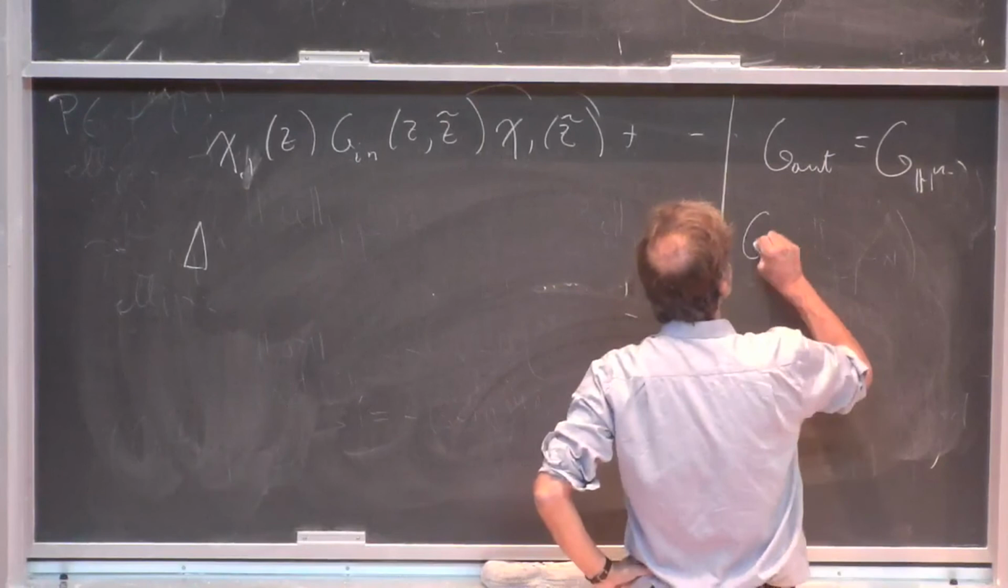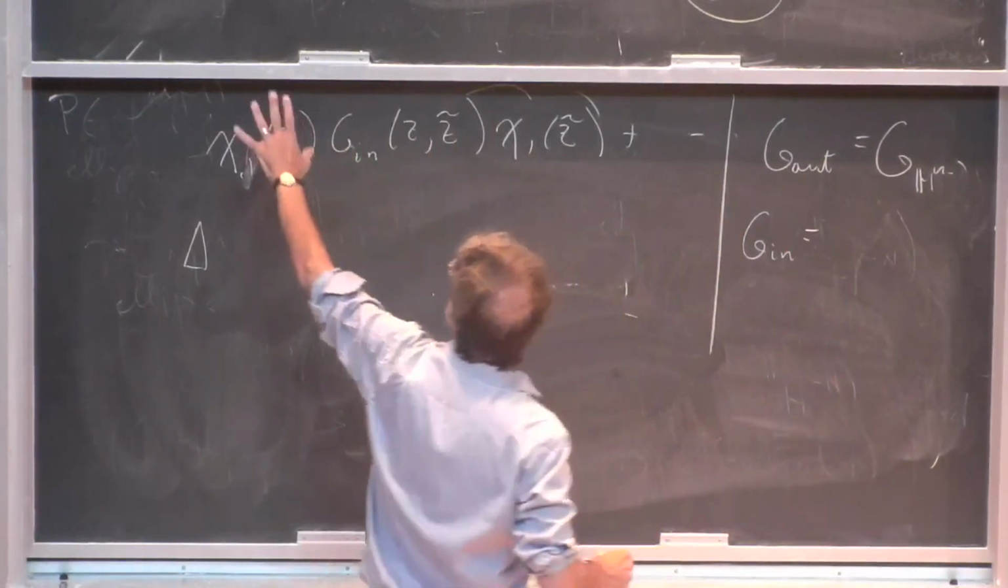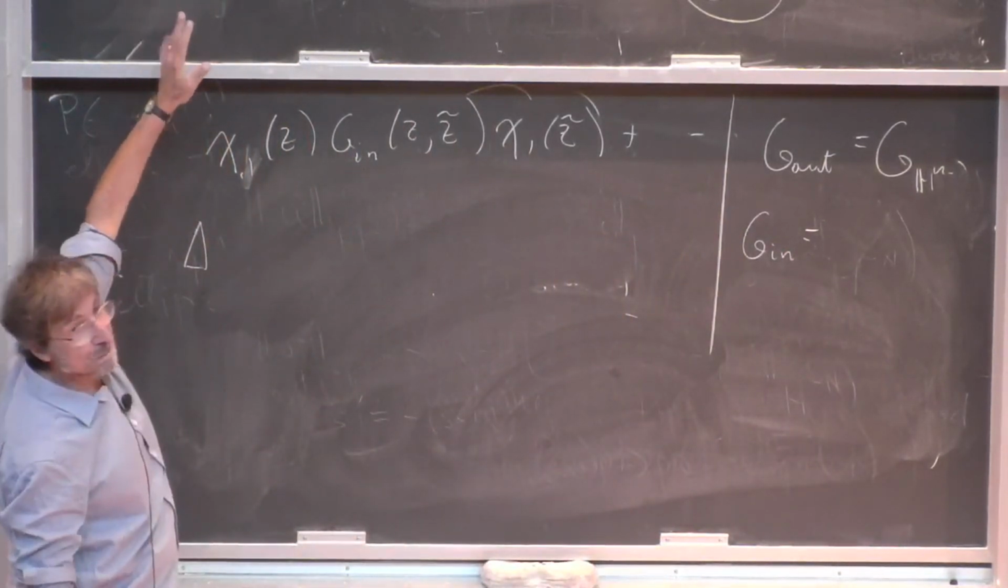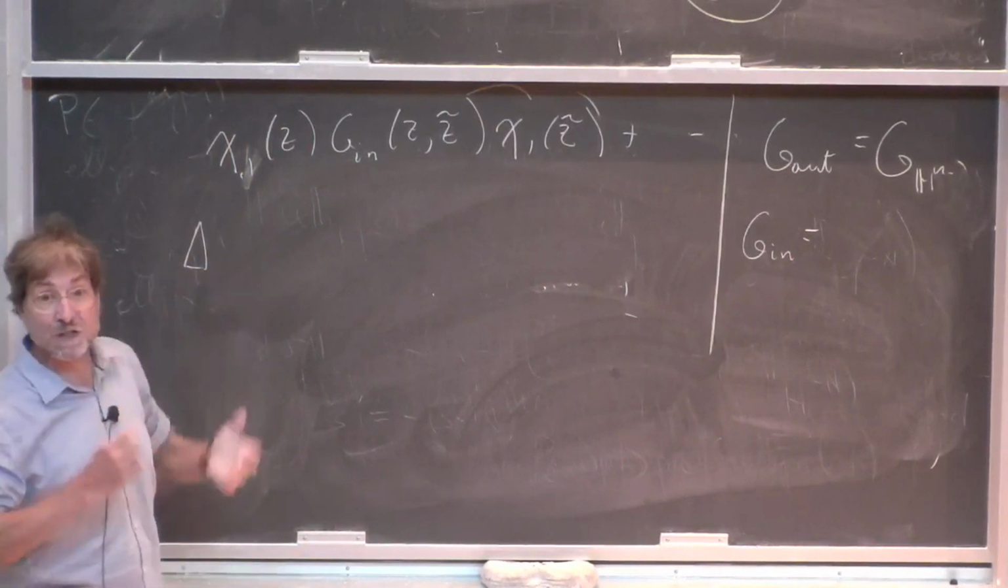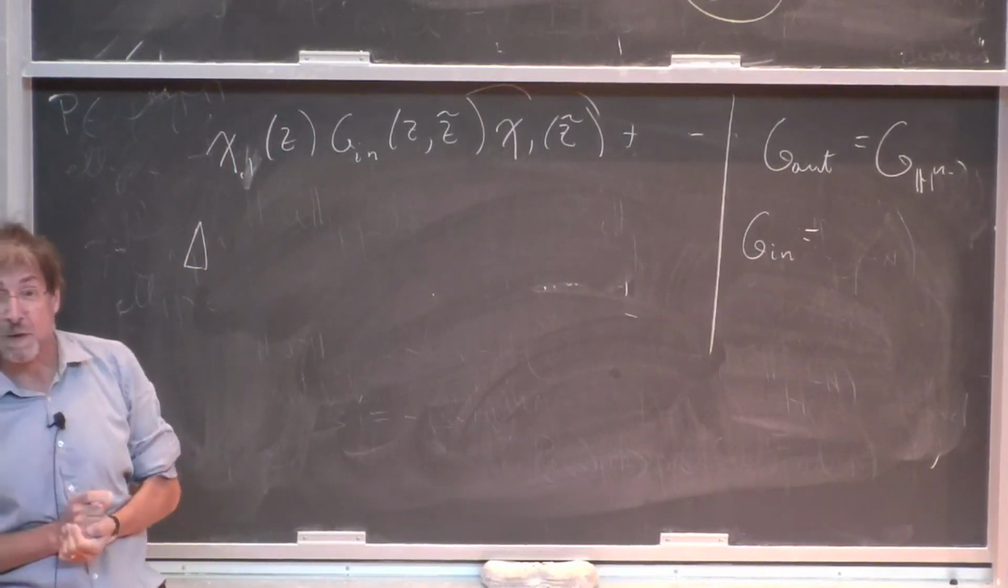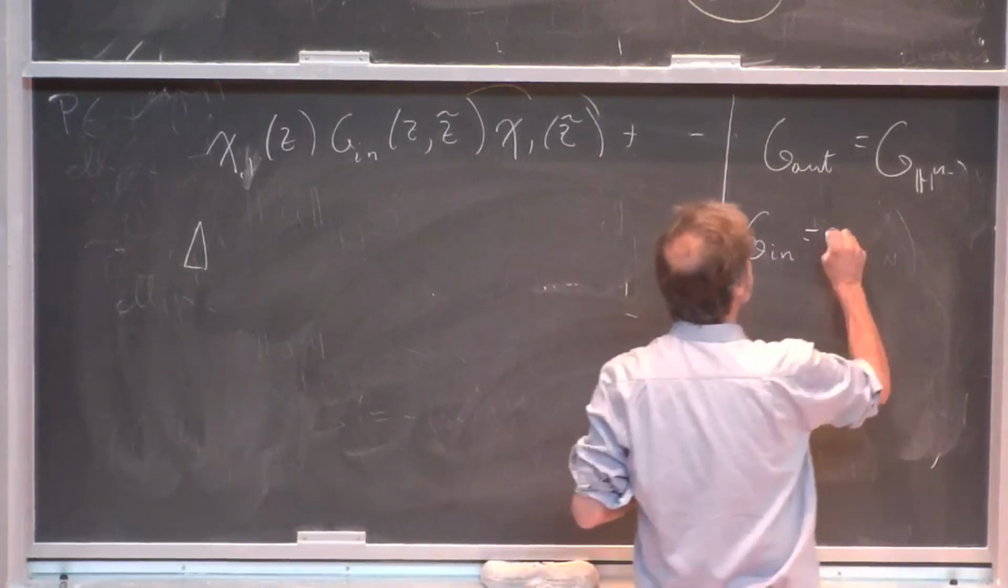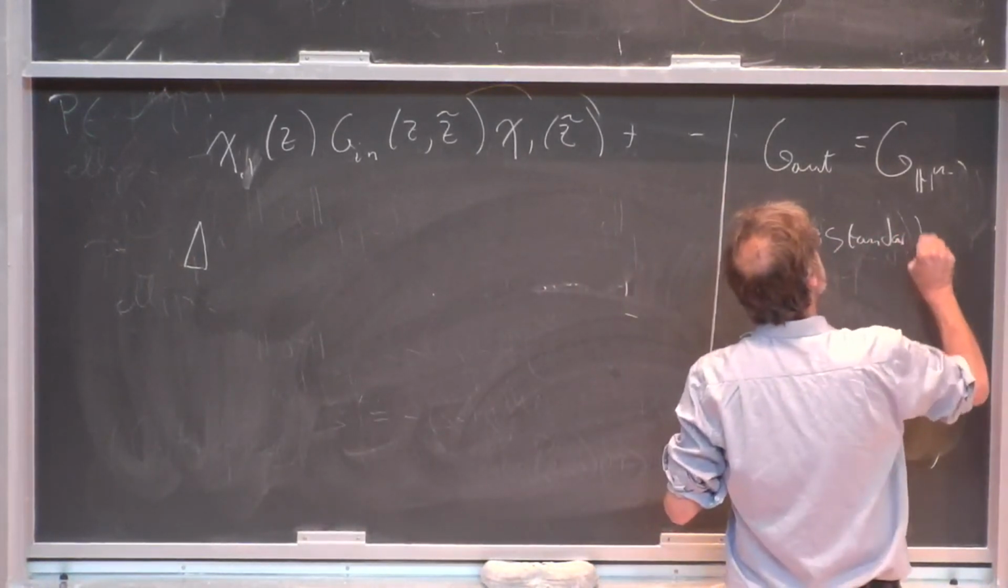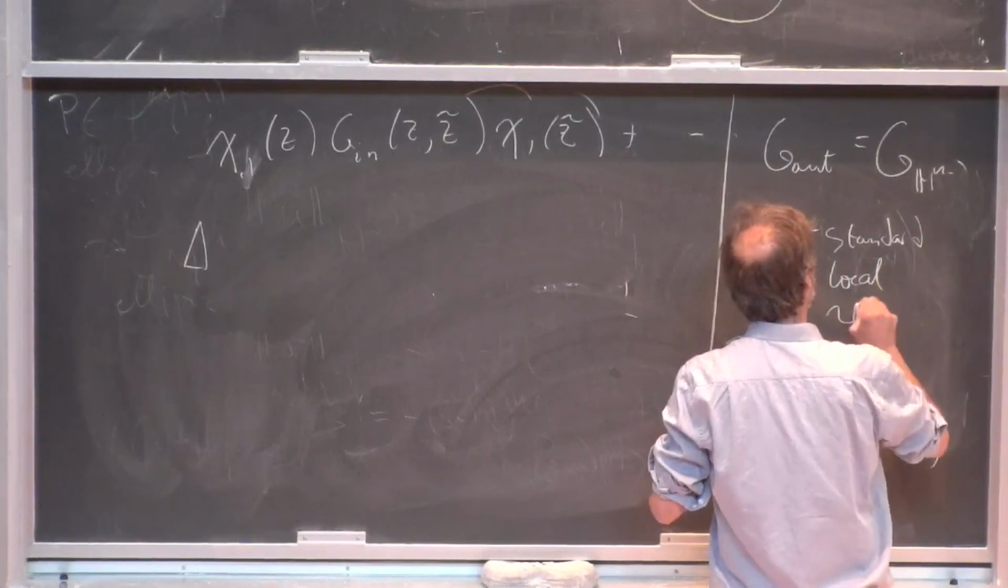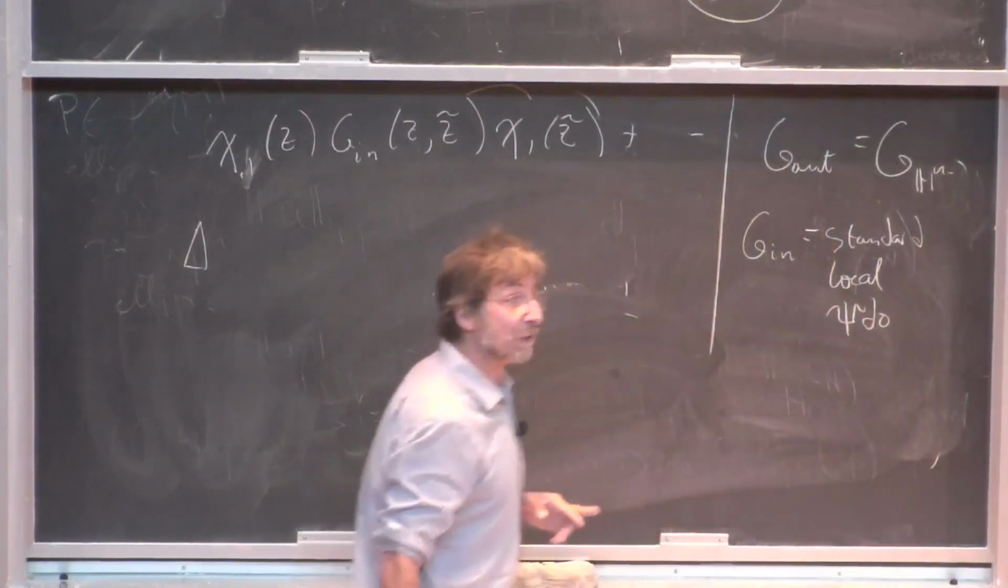Okay? And g in, well, in the interior, I just have a smooth elliptic operator with variable coefficients, and I appeal to this morning's lectures, and I write down the parametrics for it. So this is a standard local psi DO, which is a parametrics for this.